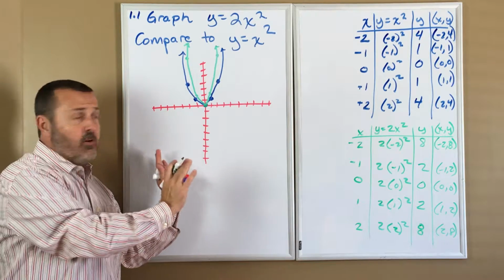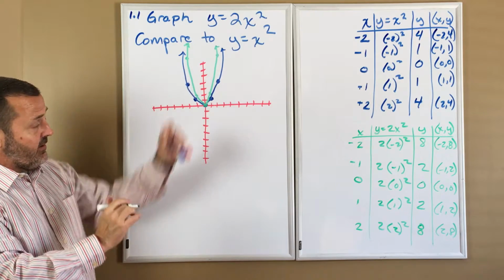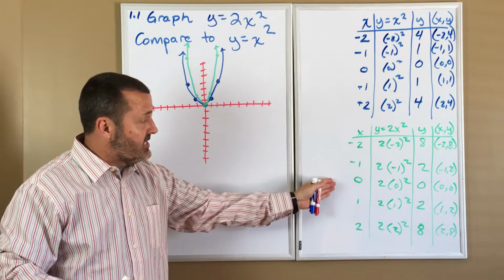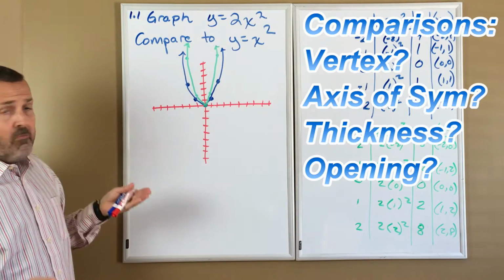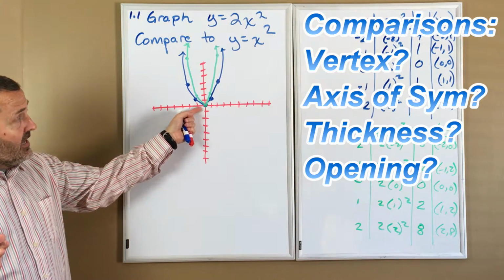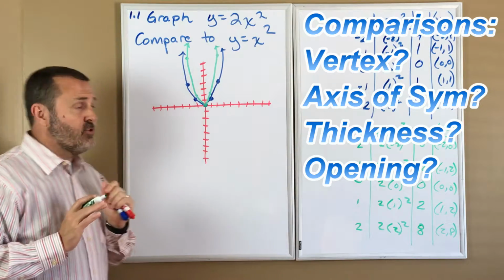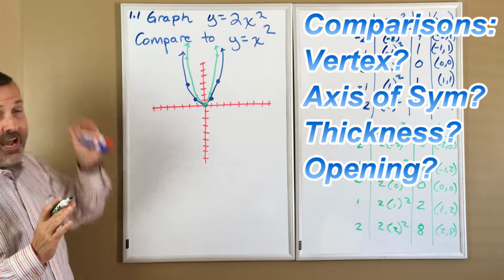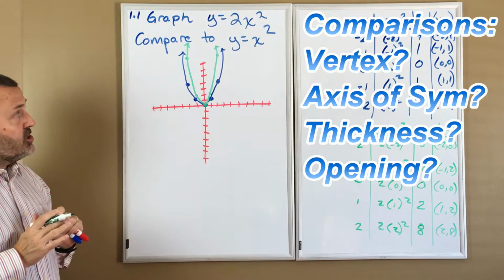Now, here again, I'm not an artist, but now we can see a blue drawing and a green drawing. Remember, the blue drawing is the parent, and this is the function that we're dealing with. Okay? If we compare, what do you notice? They have the same vertex. Axis of symmetry, we haven't talked about it, but they're both going to have the same axis of symmetry. One is skinnier than the other. We could say our function, y equals 2x squared, is skinnier or narrower than the parent function.